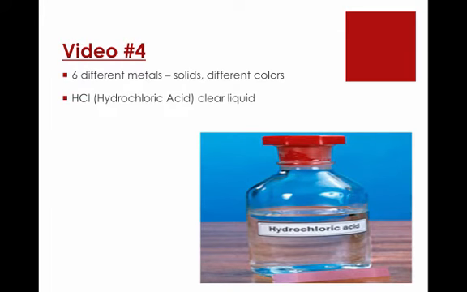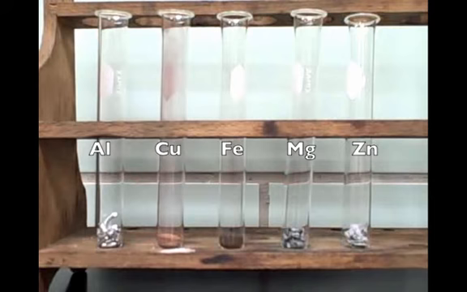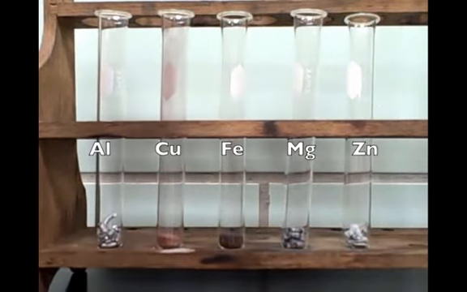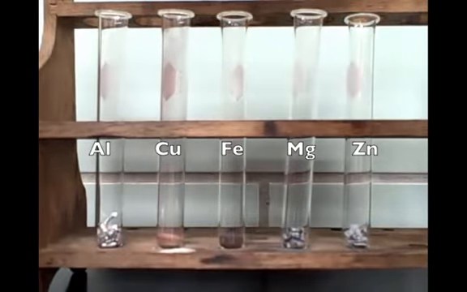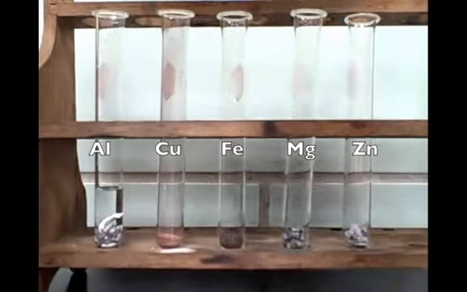Here is video 4. What you're going to see is 6 different metals. They're all solids, they're all different colors, and they are going to have hydrochloric acid, which is a clear liquid, added to them. This is all considered number 4. The metals are aluminum, copper, iron, magnesium, and on the end, zinc. So to each test tube, we will add hydrochloric acid.